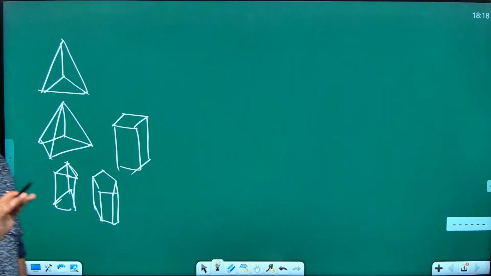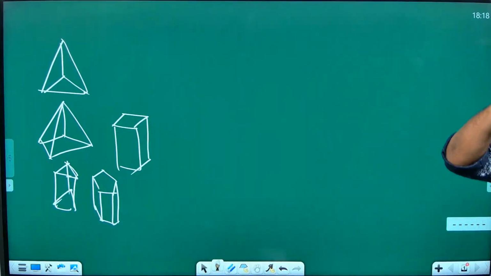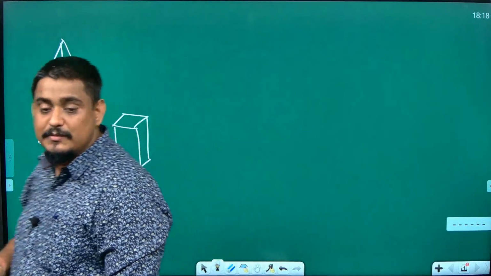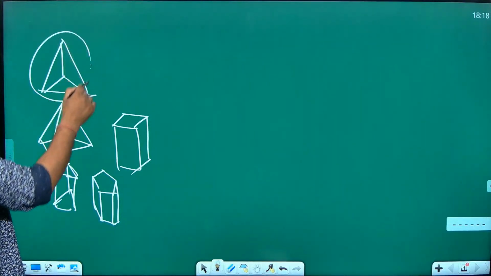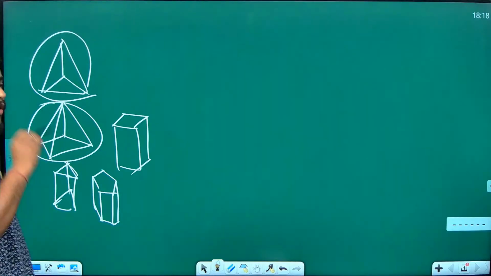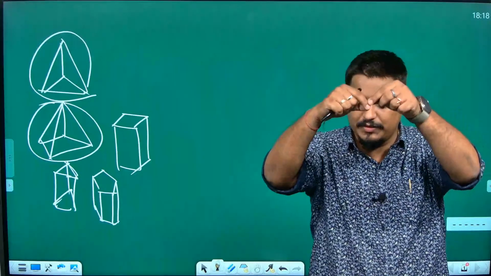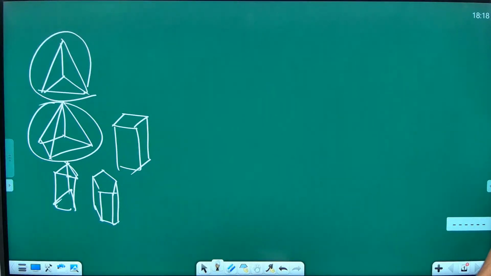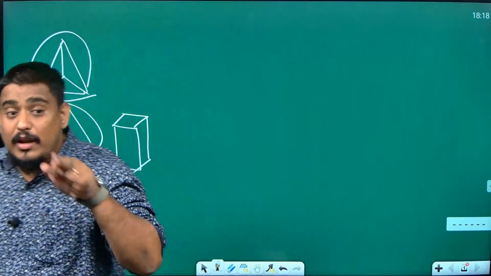So, prism should have the base and the top in the same shape, right? So, cuboid is also a prism, cube is also a prism. These things are pyramid, where all the vertices are converging at a single point. Okay? So, whenever I talk to you about dispersion of light through triangular prism, it means triangular based prism.